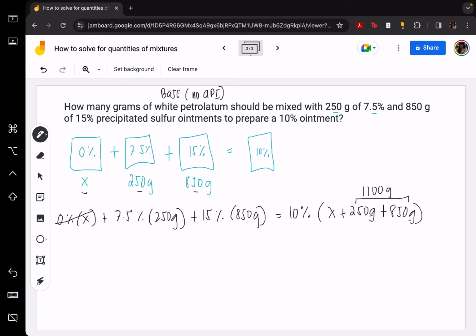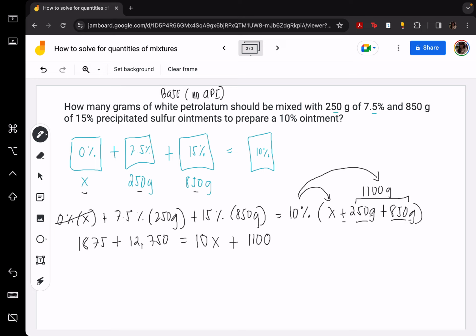So at this point, let's do it. 7.5 times 250, that gives you 1875, plus 15 times 850, that gives you 12,750, right? Equals 10, distribute 10x, retain your plus sign, right? And then since we already added the two numbers here, you can just go ahead and use the 1,100.